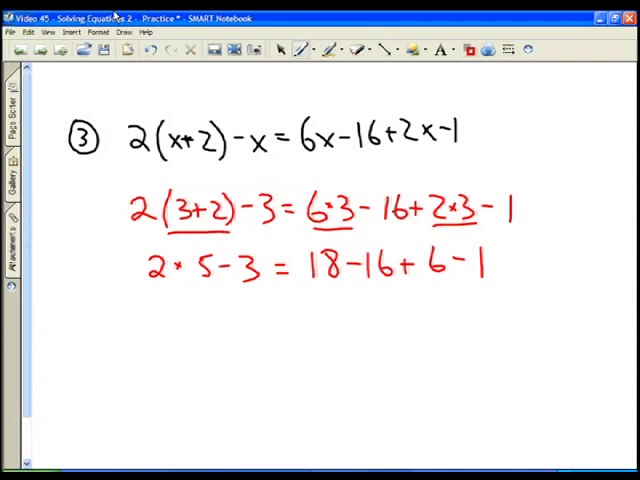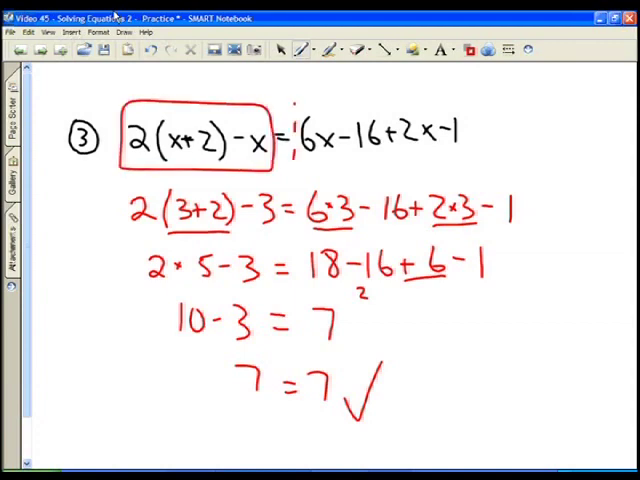And now on the left-hand side, 2 times 5 is 10 minus 3. And now I can go and figure out what the right-hand side is. 18 minus 16 is 2. 2 plus 6 is 8. And 8 minus 1 is 7. And on the left-hand side here, my last one is 10 minus 3, which is 7. So you see I verified that the value of x that makes this side of the equation equal to this side of the equation is x equals 3.